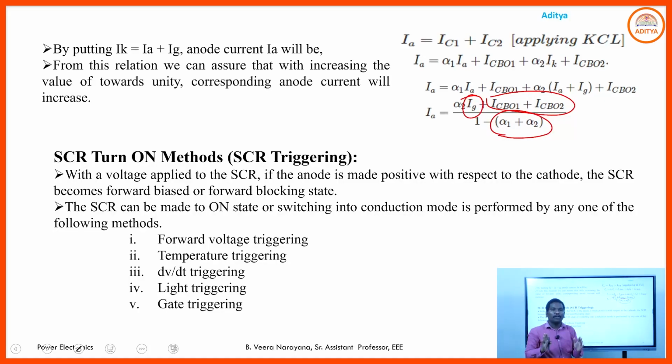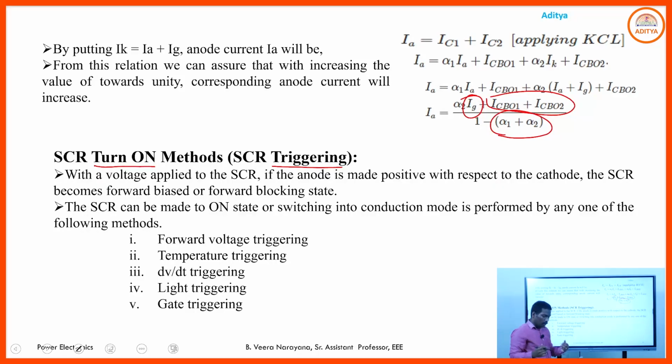That is a simple two transistor analogy of the SCR. And coming to the next topic, SCR turn-on methods. The turn-on process of the SCR is simply also called triggering of the SCR.